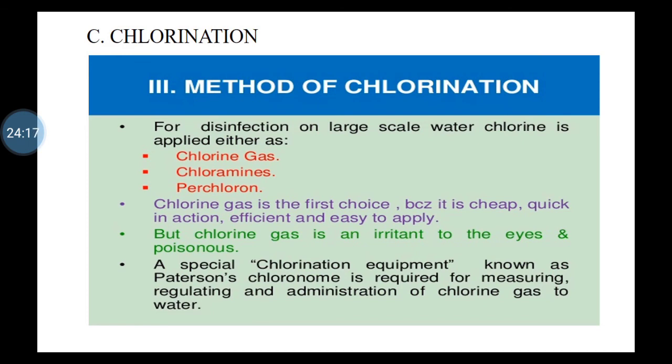So these are some of the examples of chlorine containing compounds. Chlorine can be used in the form of gas or solution, or in the form of bleaching powder also. So chlorine gas is used mainly. Now when chlorination is done, it must be ensured that the water must be clearer, it must not be a turbid one, because in turbid water, chlorination is not effective.